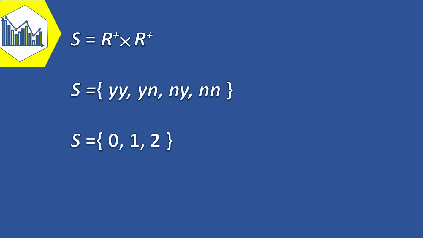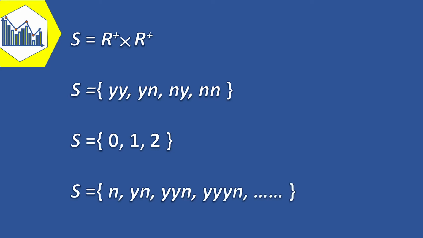As another example, consider an experiment in which cameras are tested until the flash recycle time fails to meet the specifications. The sample space can be represented as no, yes no, yes yes no, yes yes yes no, and so forth. And the last one is an example of a discrete sample space that is countably infinite.